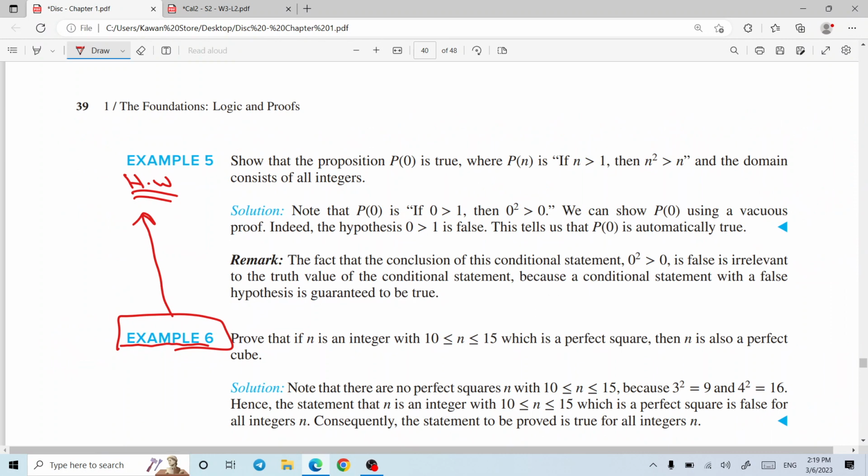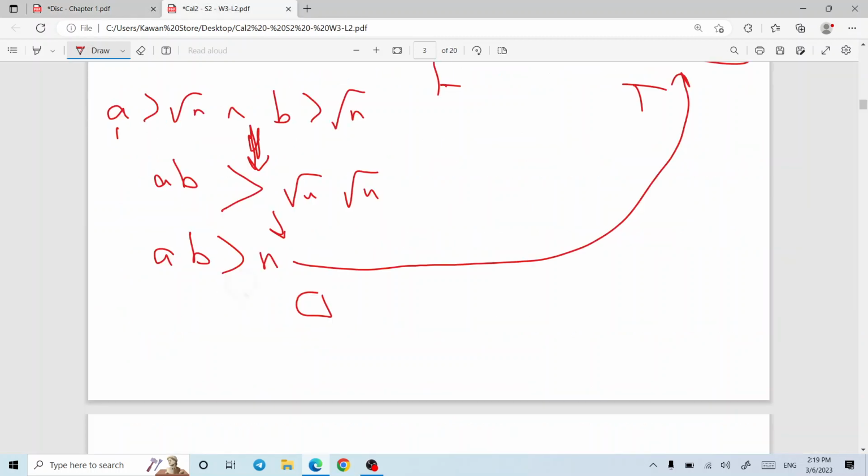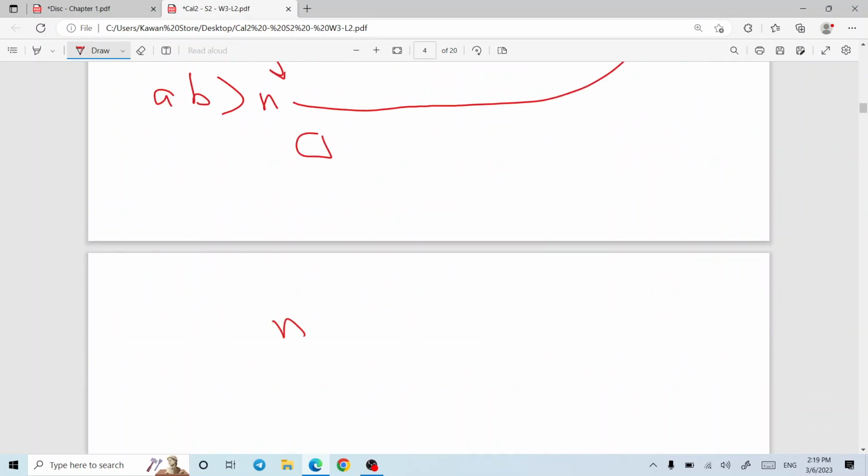Listen and analyze the theorem. Prove that, for what? If n is an integer. Okay, now n is an integer, with n between 10 and 15 in example number 6, and n is b square.